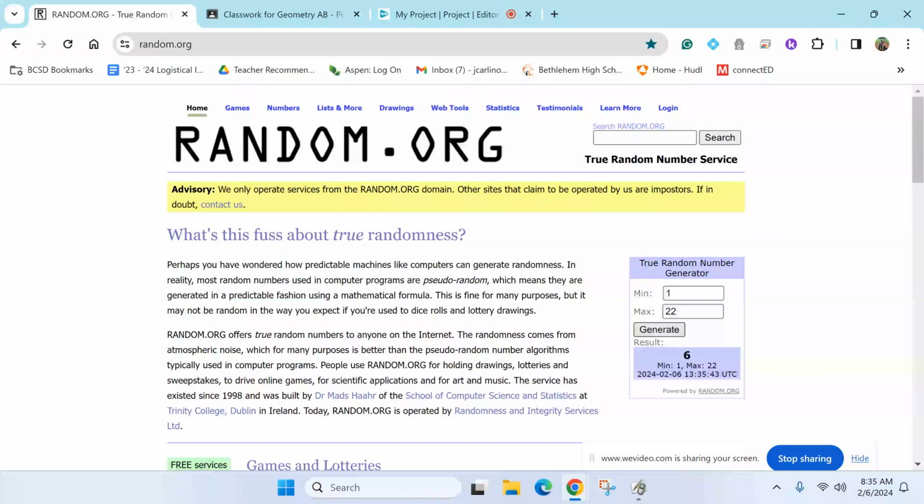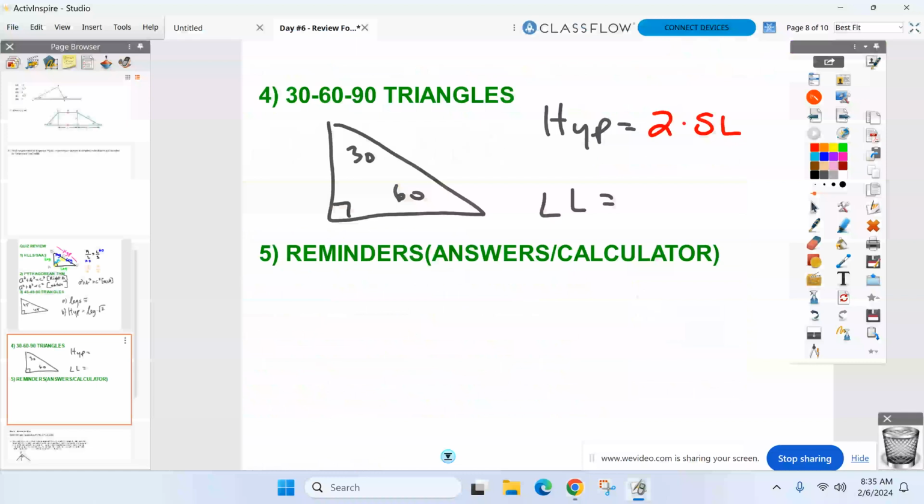Longer leg up here, 6. Alyssa, back to you. Short leg 10. So radical 3. Perfect. Now, how do you find the shorter leg? I'll probably give you the hypotenuse or longer leg. You substitute it in and solve for the shorter leg now. Right? You need to find the shorter leg.